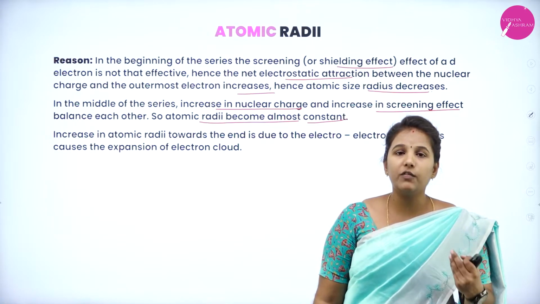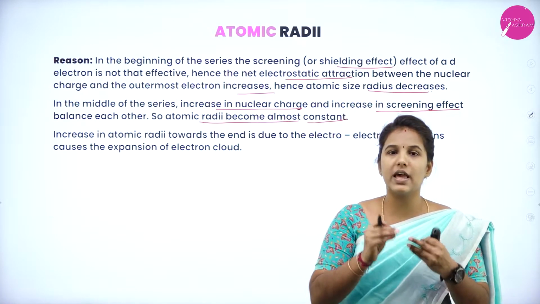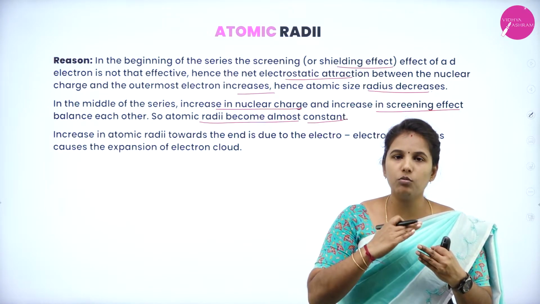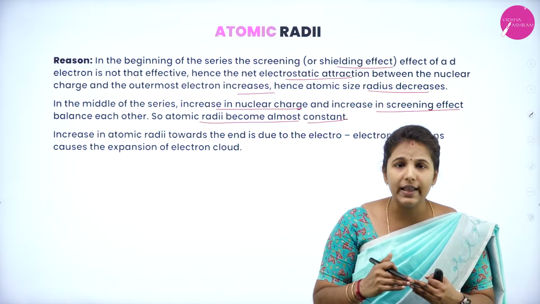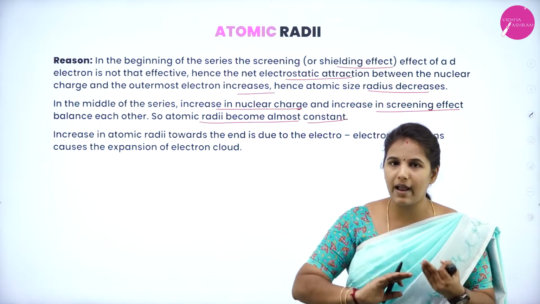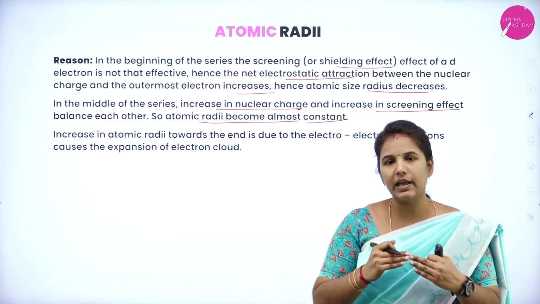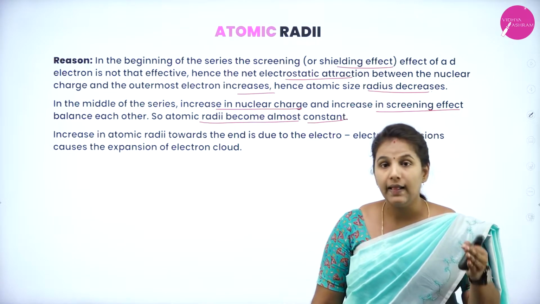So thereafter, what will happen after chromium? Their atomic radii as well as their atomic numbers will become very similar. Due to this, the shielding effect as well as the electrons which are present in the outermost shell will get balanced, so that atomic radii will become almost similar with the few elements.